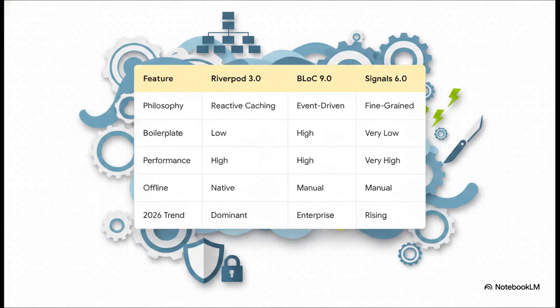This table really breaks it all down at a glance. You can see the totally different philosophies at play. Riverpod's reactive caching, BLoC's super strict event-driven model, and Signals' fine-grained reactivity. And look at the trade-offs. BLoC has a lot of boilerplate code, but in exchange you get that amazing traceability. Signals has almost no boilerplate and the absolute best surgical performance. Riverpod kind of sits in that perfect sweet spot with low boilerplate, fantastic safety, and that native offline support, which, honestly, is a big reason why it's the dominant trend right now.